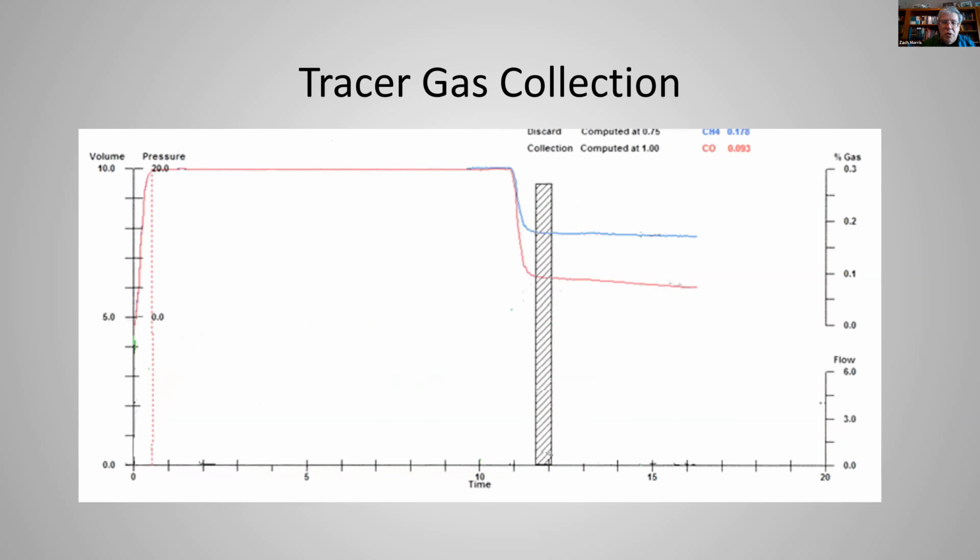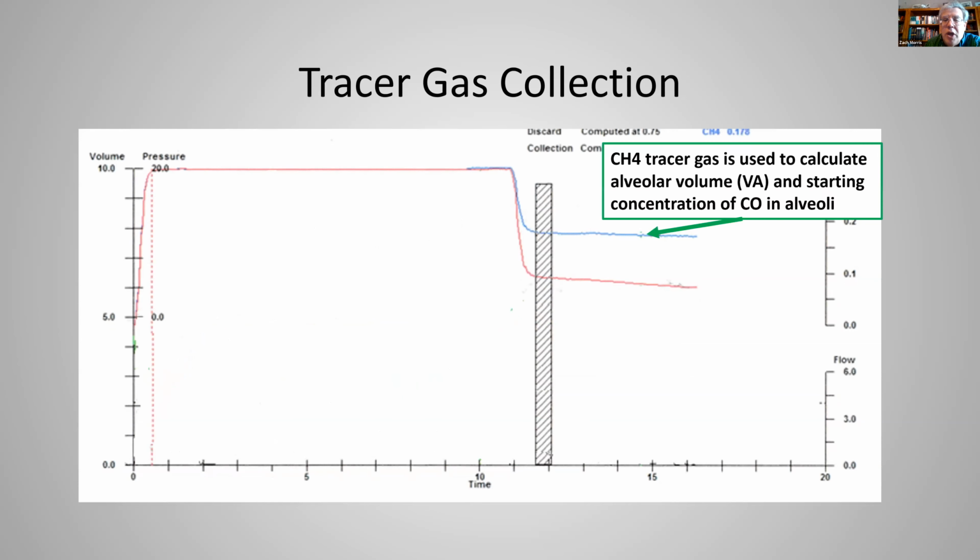Let's talk about the tracer gas collection now. For the tracer gases, you inhale at the mouth a combination of methane and carbon monoxide. You hold your breath for 10 seconds constantly here, again against that closed valve. Then as you start to expire, you're blowing out. First, you have to clear your dead space.